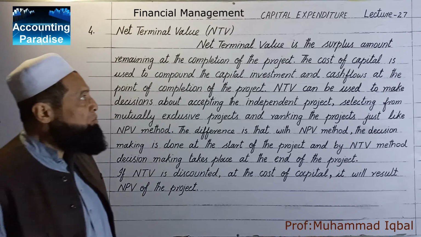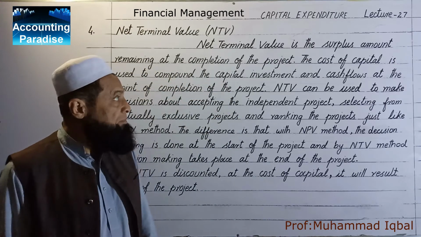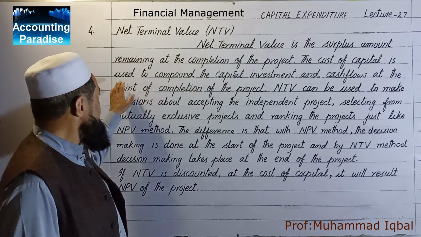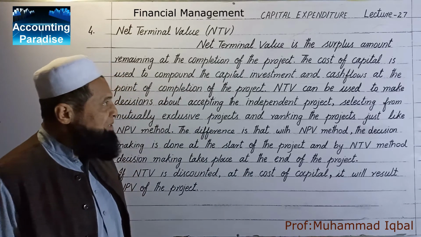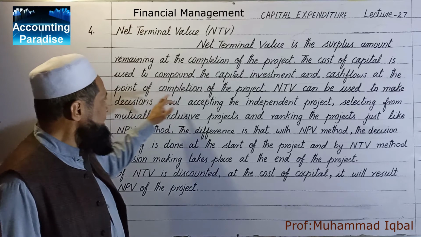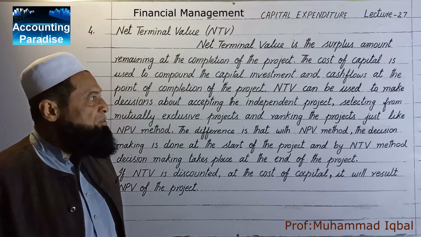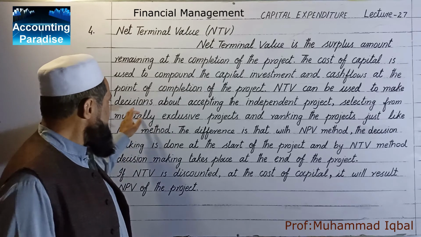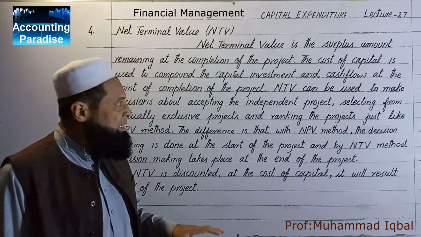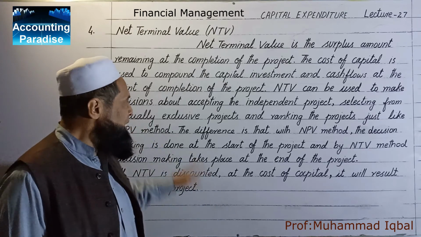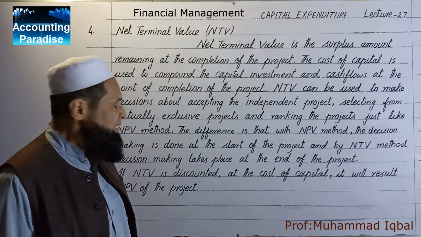Net terminal value is the surplus amount remaining at the completion of the project. The cost of capital is used to compound the capital investment and cash flows at the point of completion of the project. Net terminal value can be used to make decisions about accepting the individual project, selecting from mutually exclusive projects, and ranking the projects just like net present value method.